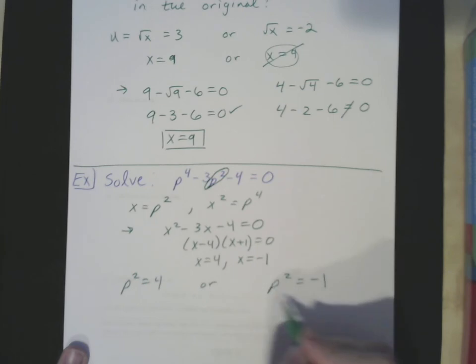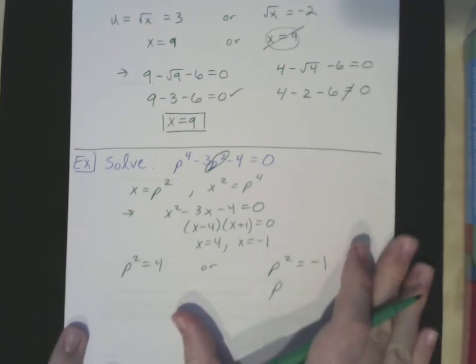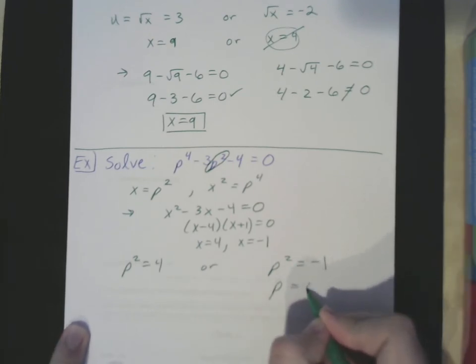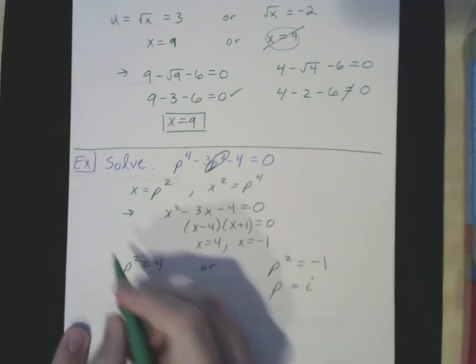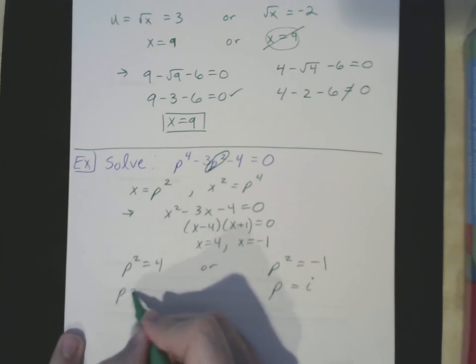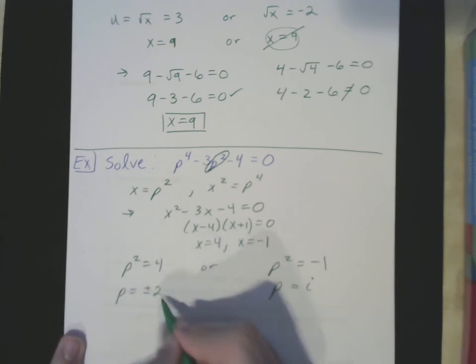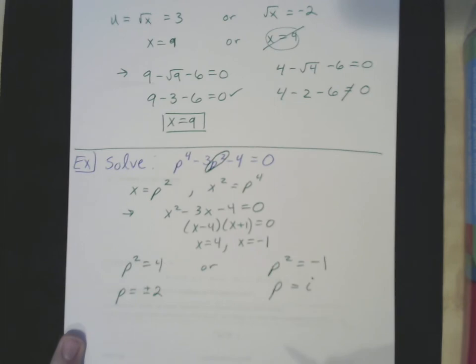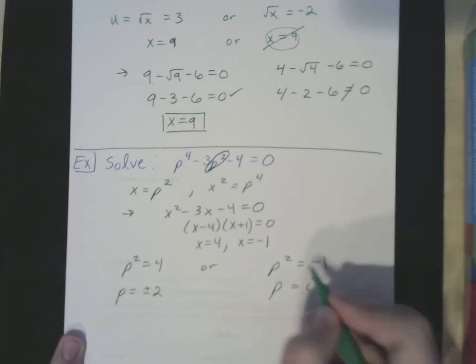Now this, p squared can never equal negative 1. Or in this case, it can equal negative 1, but now since we allow for complex solutions, p would just equal i. And over here, p would equal plus or minus 2. And this should be plus or minus i.